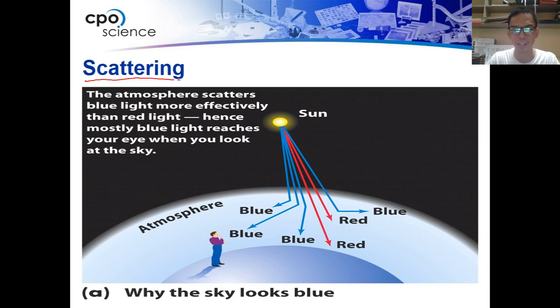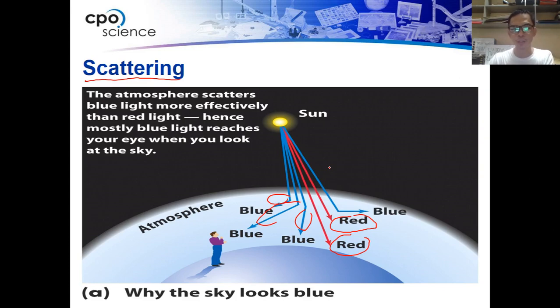Another example of polarization is scattering. Now, this will answer the question why the sky is blue. If you look at the sky, the atmosphere effectively scatters the blue, allowing the red light to pass through. When the blue light is effectively scattered, what should be the color of the background? It will be blue. The red light will just pass through the atmosphere. That is why the sky is blue.